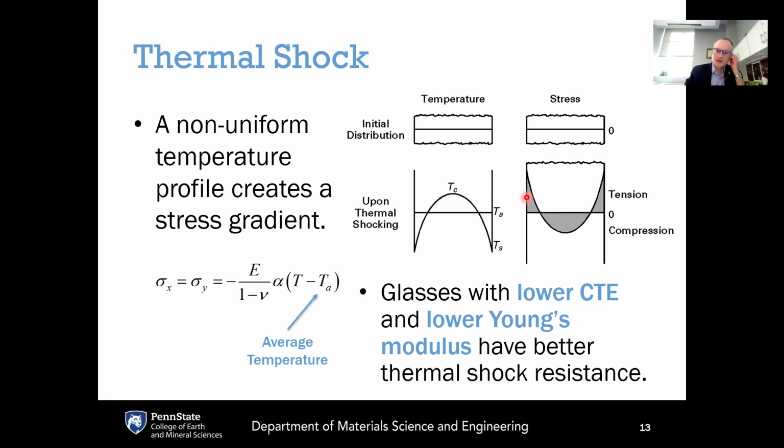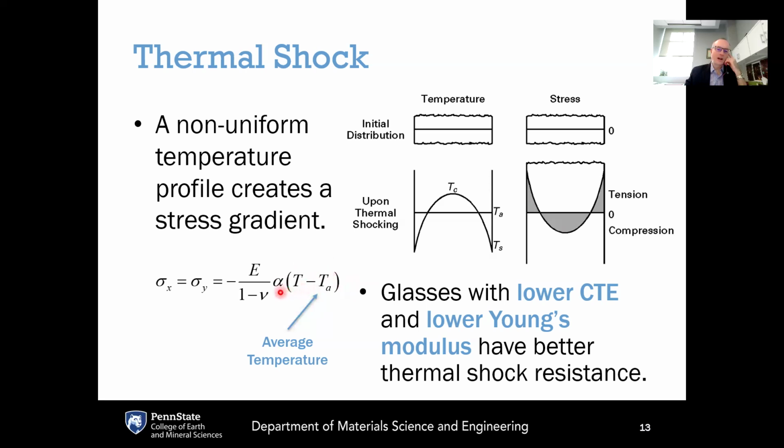Now, the way that we calculate the stresses that evolve as a result of thermal shocking is shown in the equation here in the lower left. This is equal to the local temperature minus the average temperature. So how much is the local temperature varying with respect to the average temperature? If it's on the surface, it is lower. If it's in the interior, it is higher. So what is the temperature difference compared to the average?